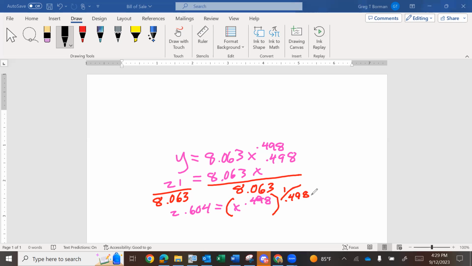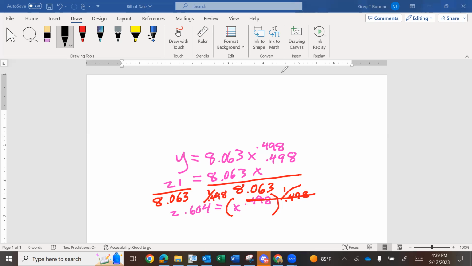This uses a rule of algebra that when you have a power raised to a power, you multiply the exponents. If you multiply something by 1 over itself, that always comes out to 1. So these cancel and give us x to the 1 power, which is just x. Well, if I do it to the right side, I've got to do it to the left. So I go 2.604 raised to the 1 over 0.498.